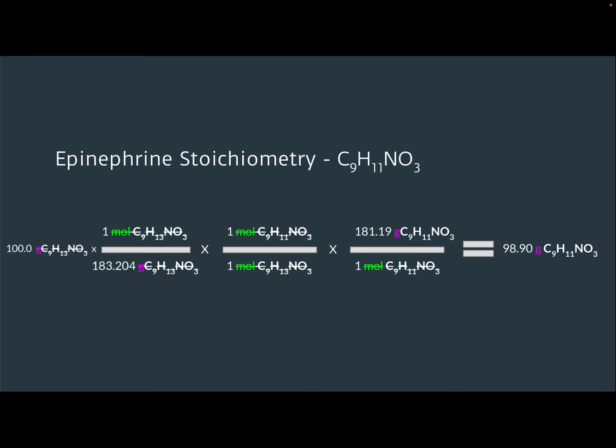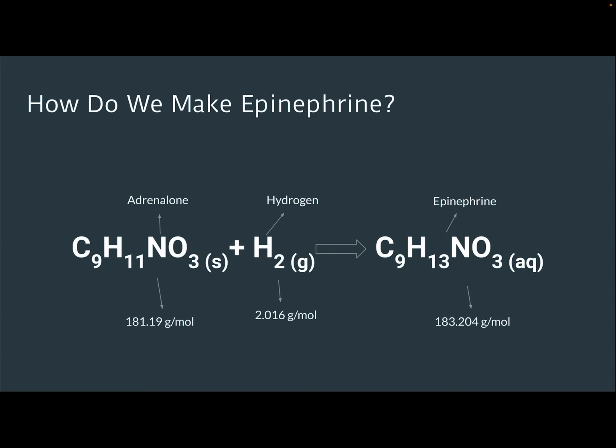We start with 100 grams of epinephrine. We then multiply it by 1 mole of epinephrine and divide it by the molar mass, which is 183.204 grams. We then want to know how many moles of each of epinephrine and adrenaline are in the balanced equation back here. And as you notice, there's only 1 mole of adrenaline and 1 mole of epinephrine.